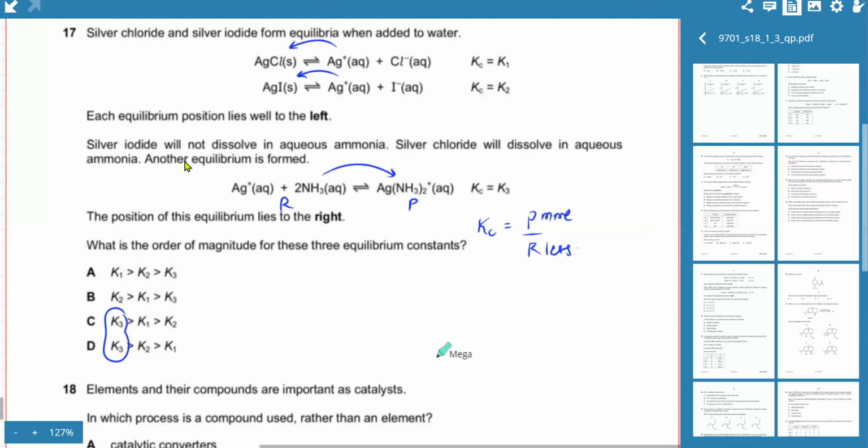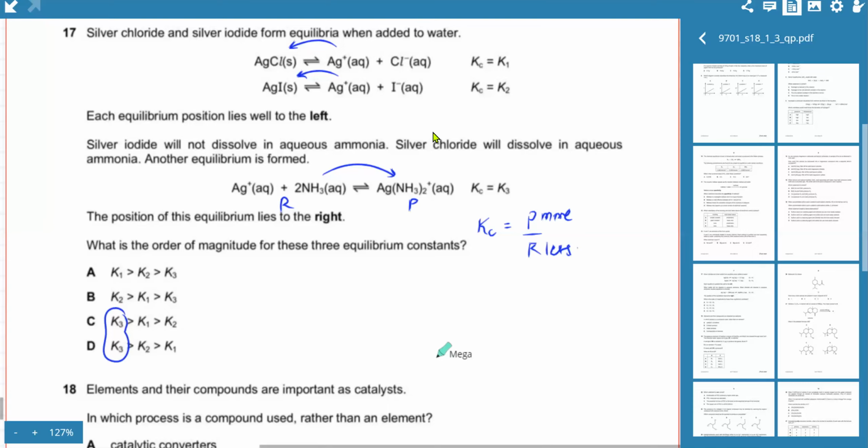As for the next part, each equilibrium position lies well to the left. So he's saying silver iodide will not dissolve in aqueous ammonia. Silver chloride will dissolve in aqueous ammonia. Another equilibrium is formed. So now what you have to focus on is, between K1 and K2, which one is more to the left or more to the right? Which one forms a greater precipitate?